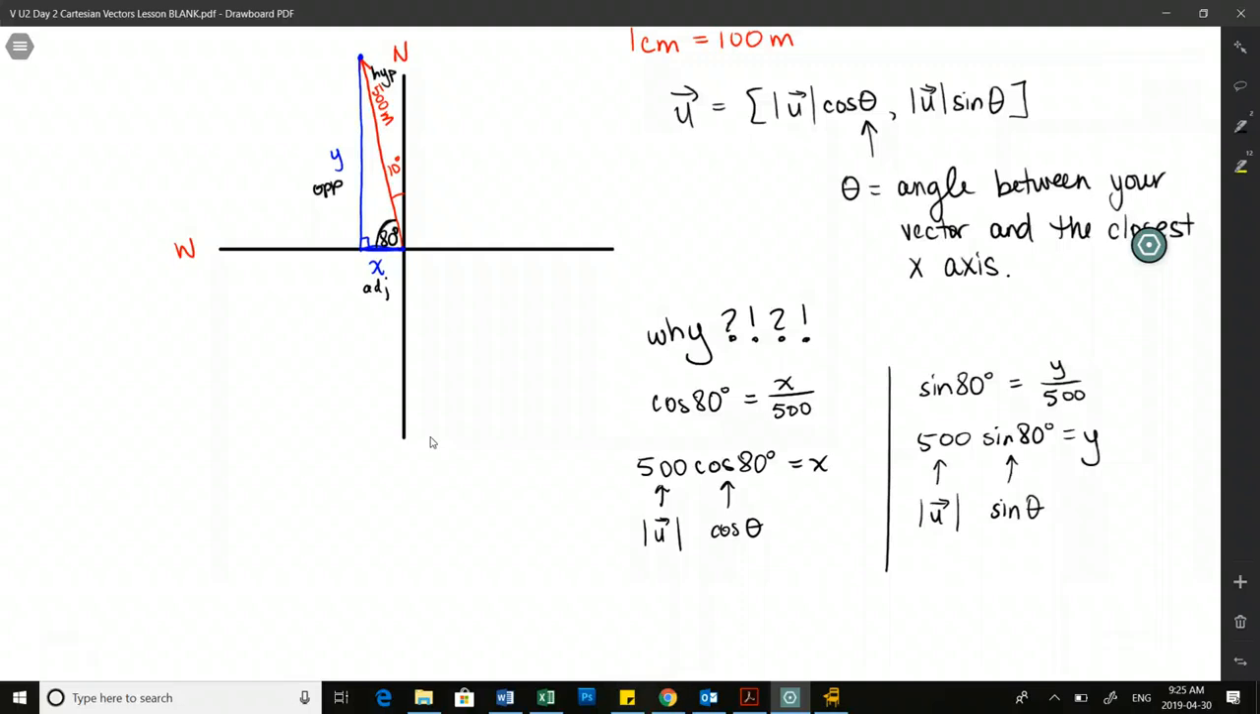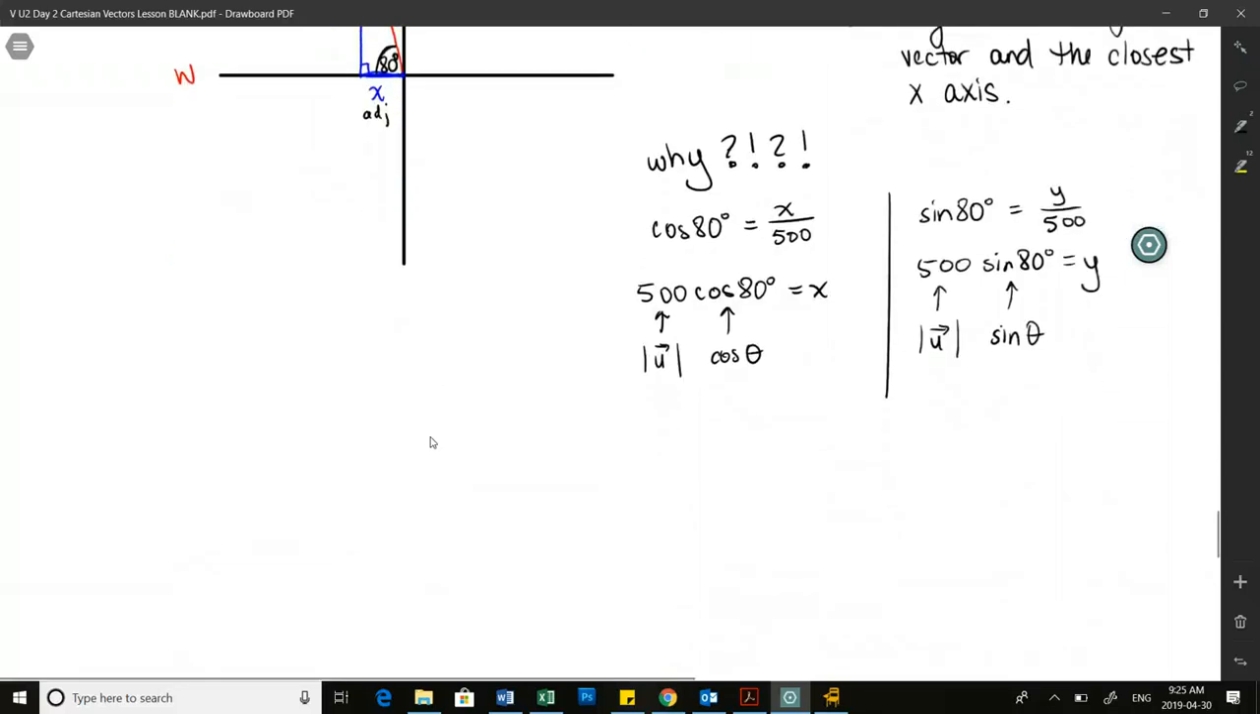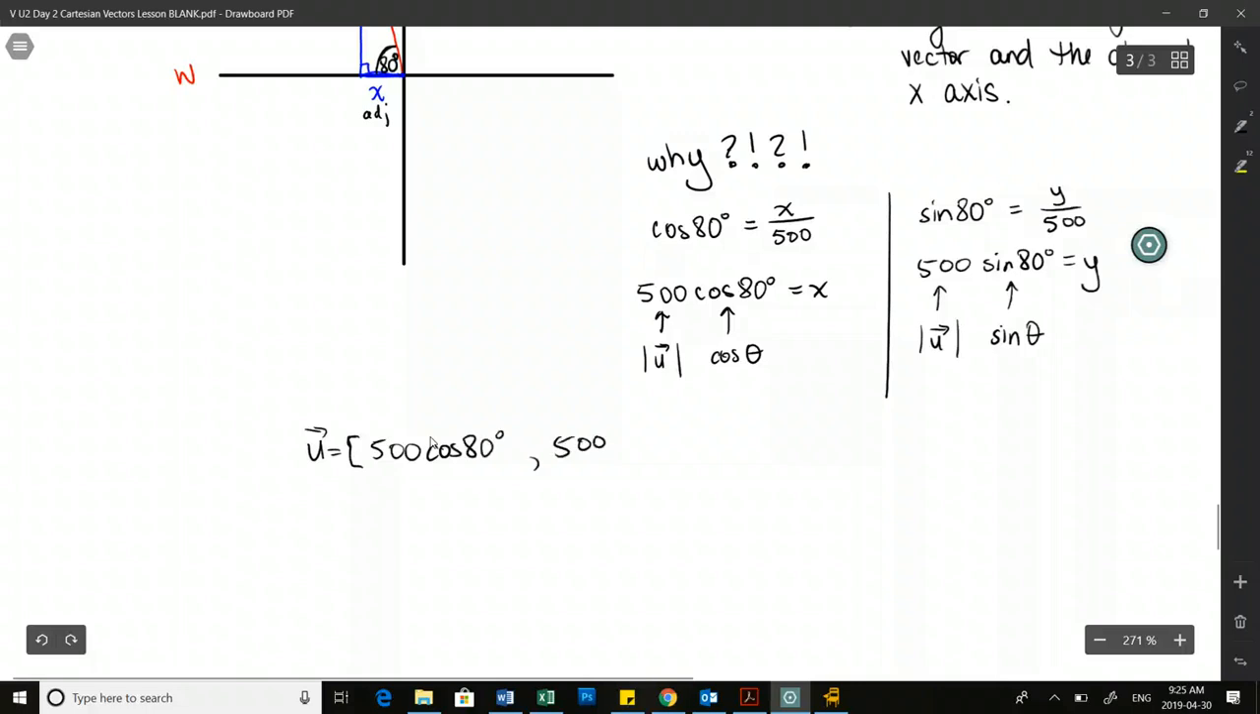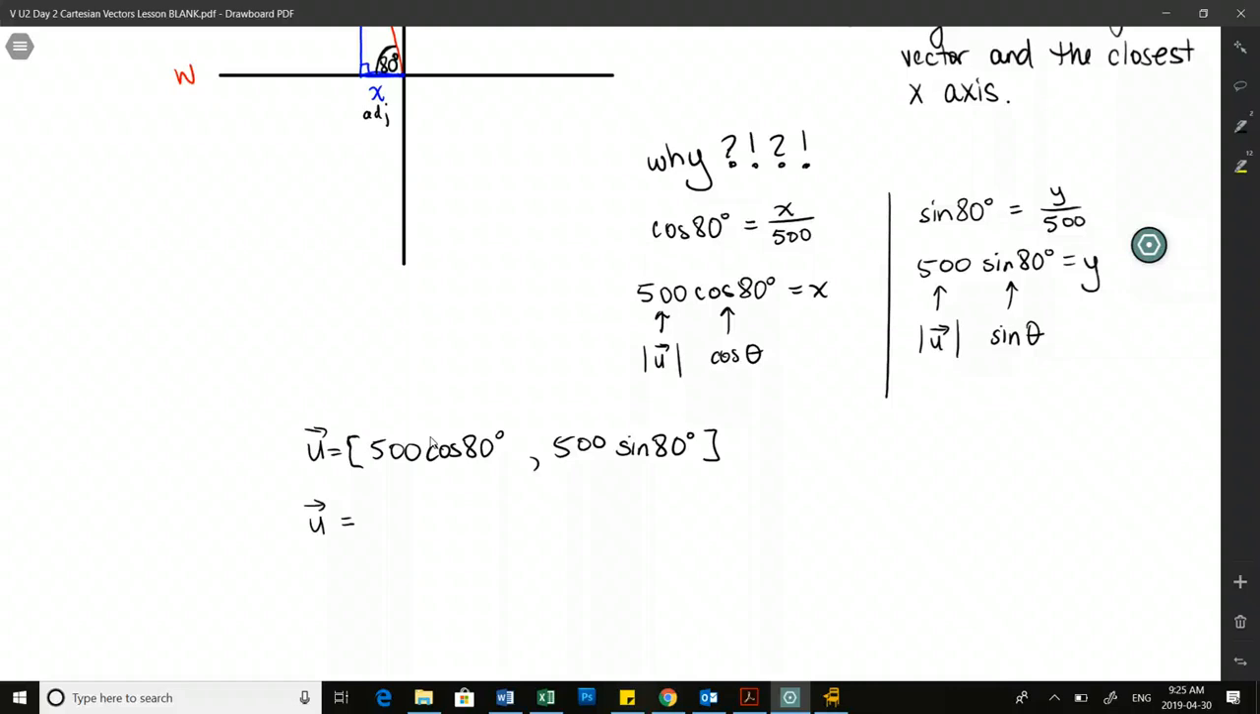Okay, so does everybody see why this formula is true in terms of this question? Can you guys figure out our vector u if we sub it into our formula here: magnitude of u times the cos of the angle between our vector and the closest x-axis, and then magnitude of u times the sine of our angle between our vector and the closest x-axis? Should we leave it as exact values? I don't really think so when you have 80, but if it's 60, 30, or 45, you could. Okay, if they're special angles.